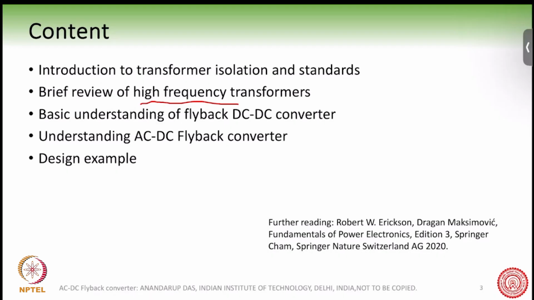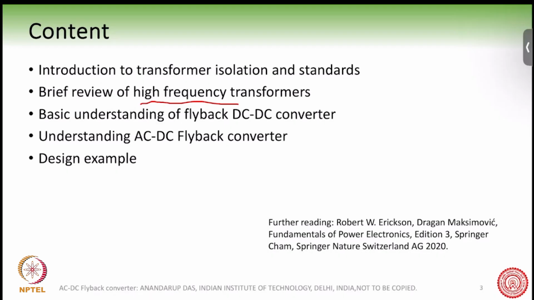In particular, the magnetizing inductance, LM, is used more in these flyback transformers. LM is usually not very much used in 50 hertz or 60 hertz transformers, meaning low frequency ones. But this property of the transformer will be used extensively in this converter.